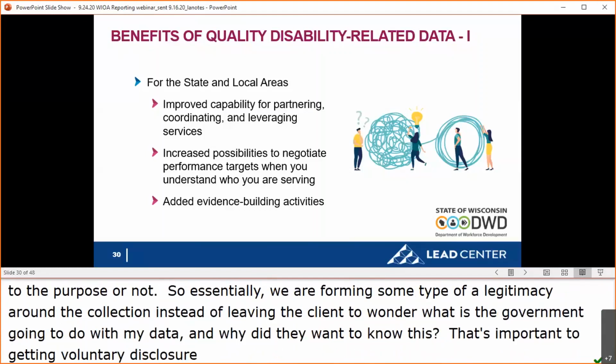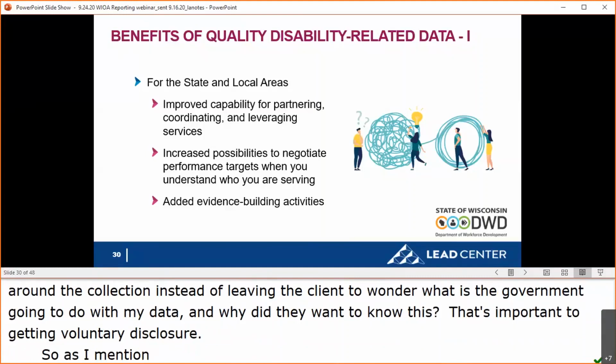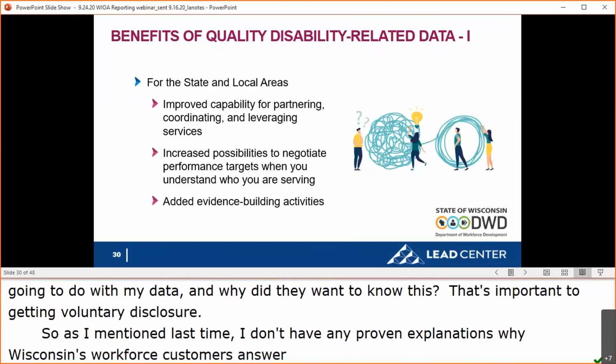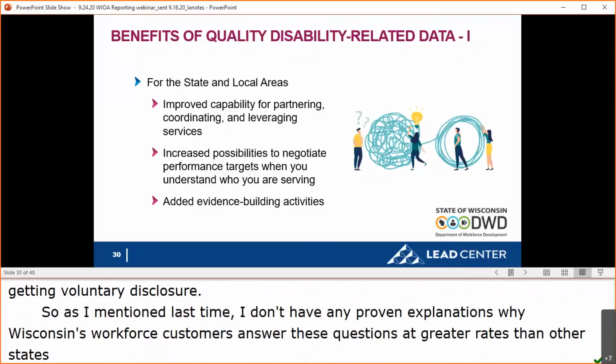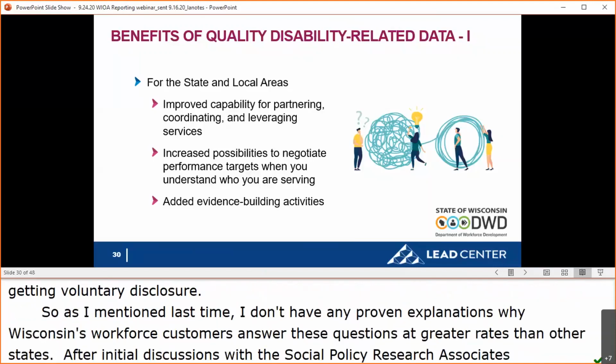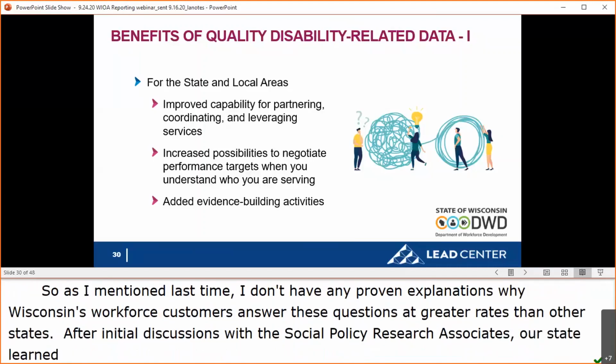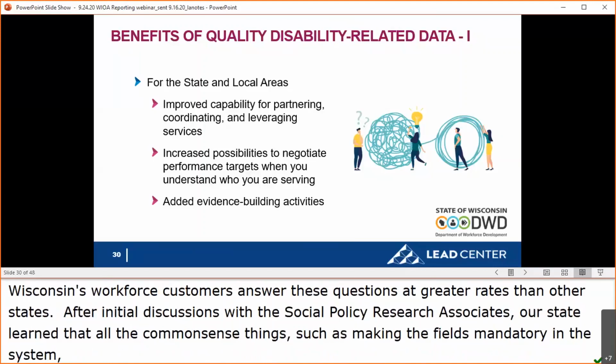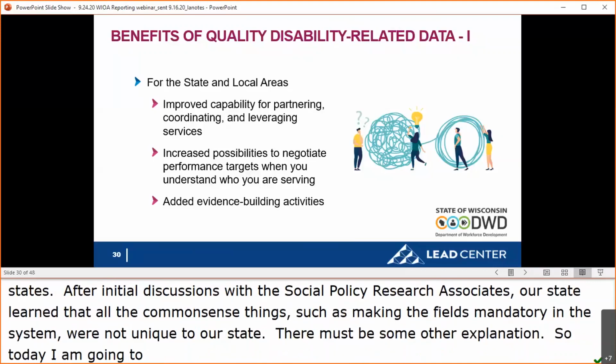So as I mentioned last time, I don't have any proven explanations why Wisconsin's workforce customers answer these questions at greater rates than other states. After initial discussions with the Social Policy Research Associates, our state learned that all the common sense things, such as making the fields mandatory in the system, were not unique to our state. There must be some other explanation. And so today I'm going to continue to discuss the approach that's been gaining some traction in Wisconsin DWD.